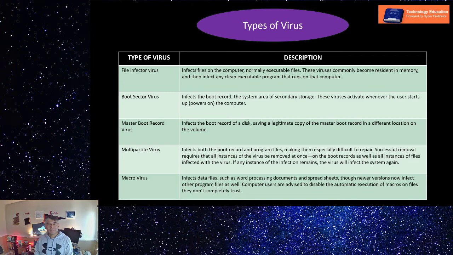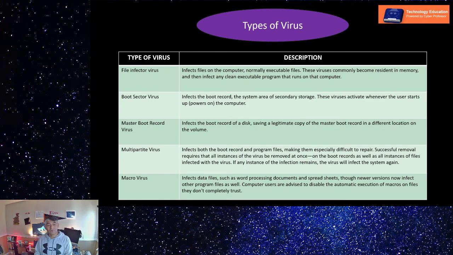Here we are going to define some of the most important types of viruses that you may have to deal with in your activities as far as protecting the operating system security. The first type of virus that we are going to discuss is the file infector virus. This virus attacks and infects the files that reside on a computer, normally executable files. These viruses commonly become resident in memory and then infect any clean executable program that runs on that particular computer.